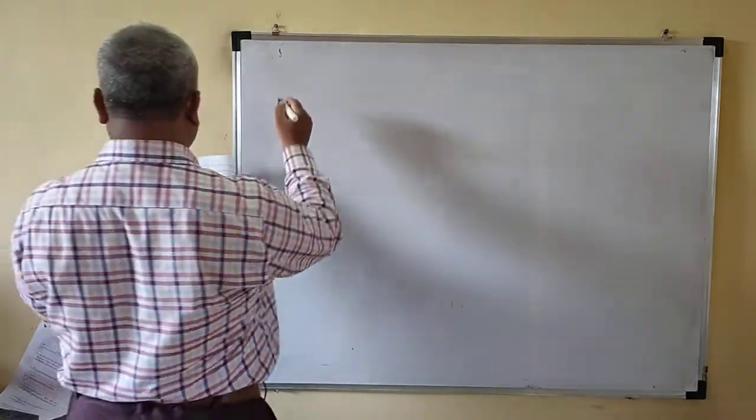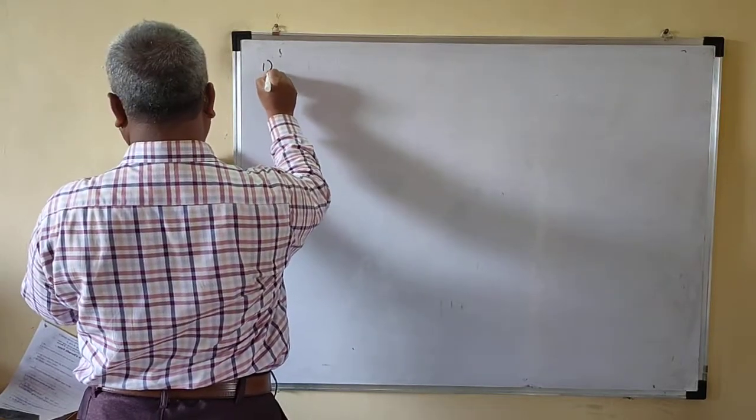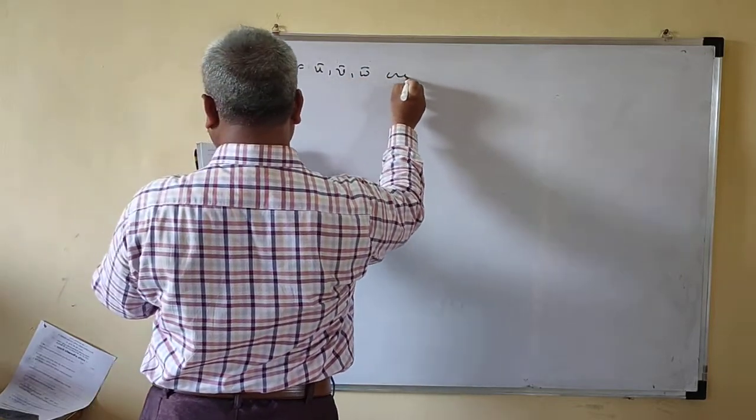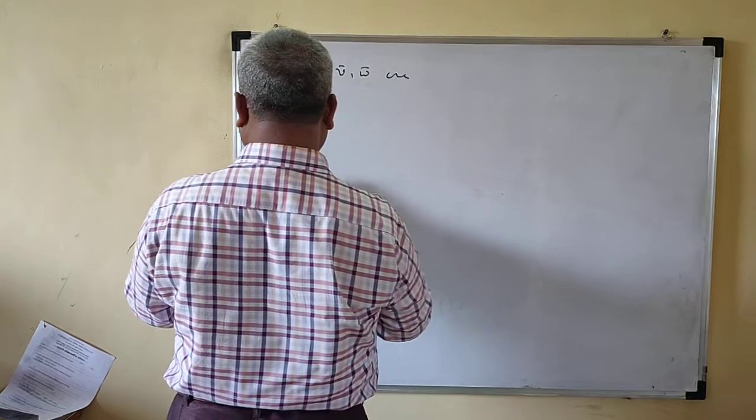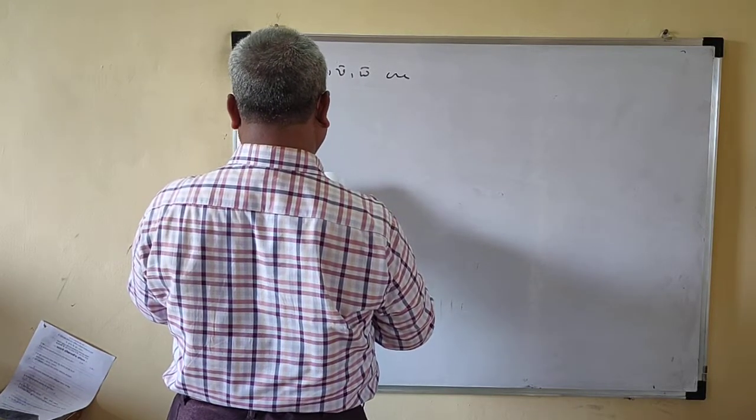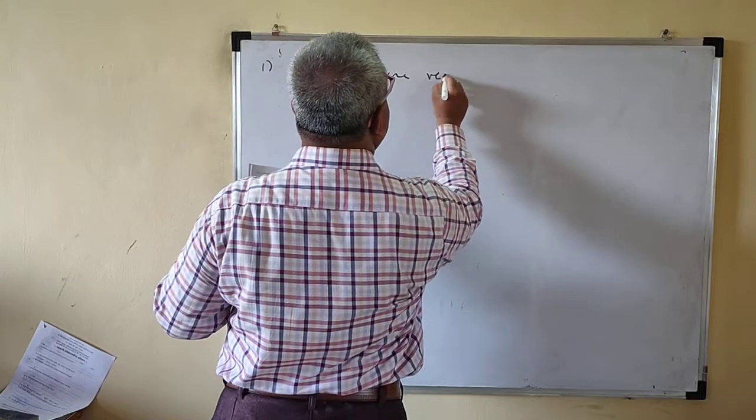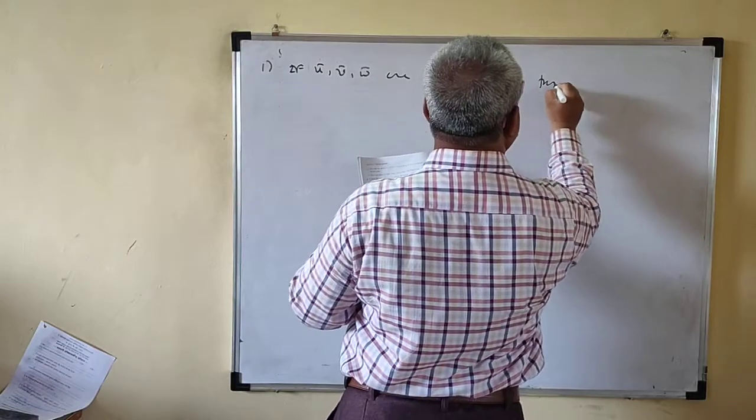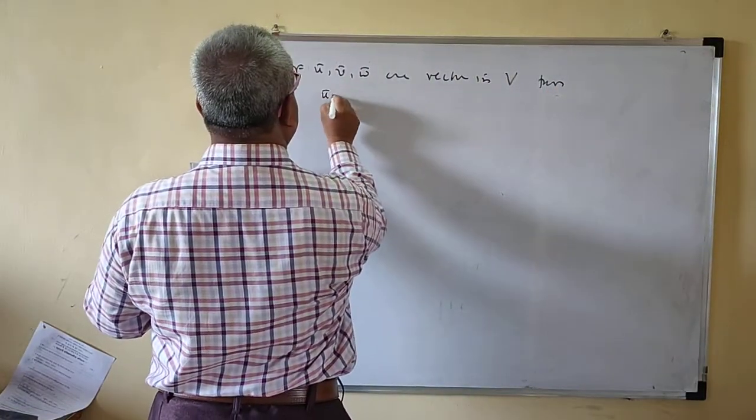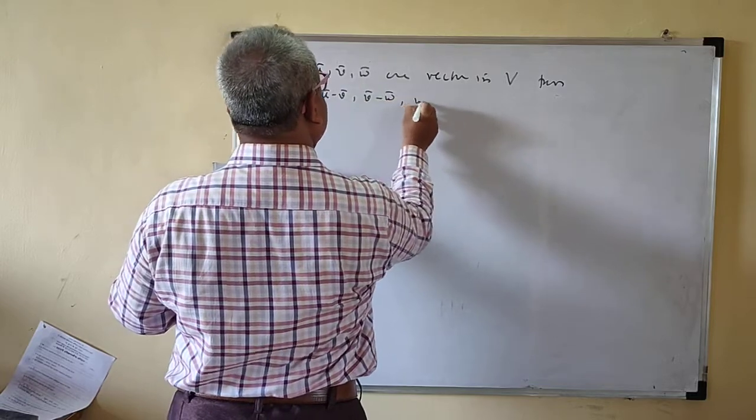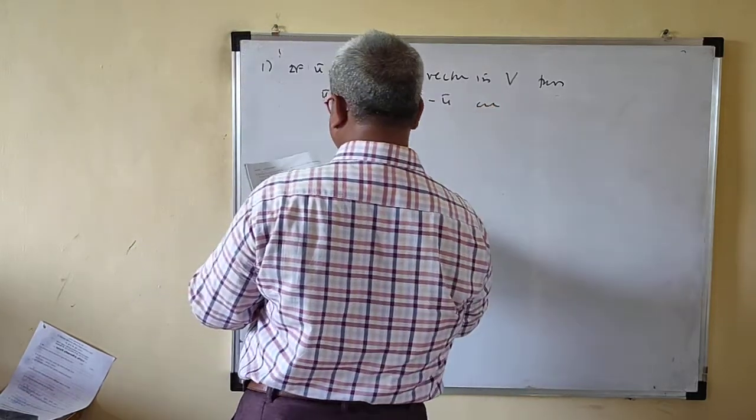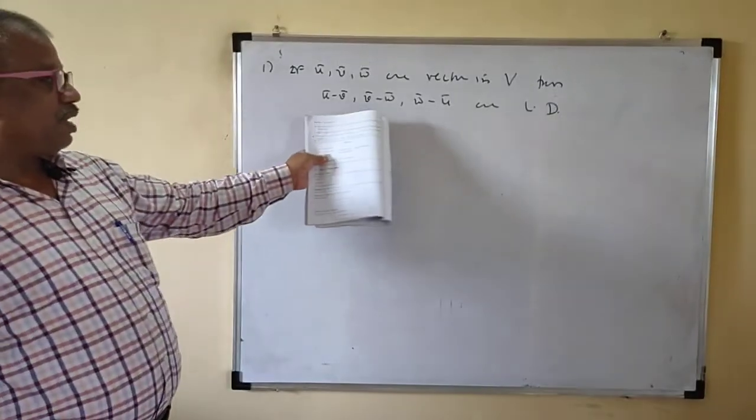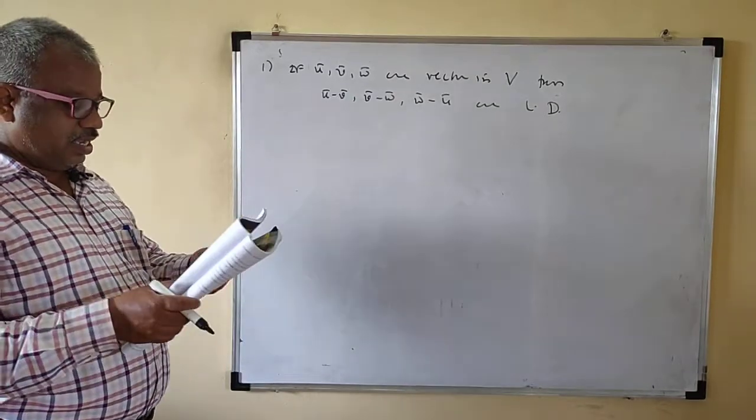One note is there. Note: if u bar, v bar, w bar are vectors in a vector space V, then u bar minus v bar, v bar minus w bar, w bar minus u bar are linearly dependent.